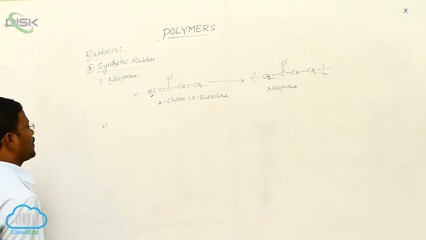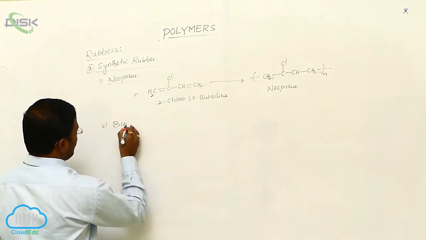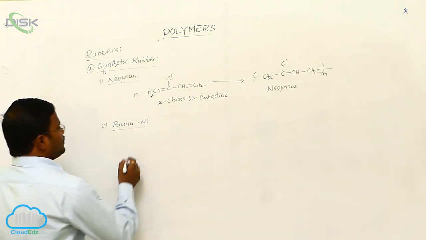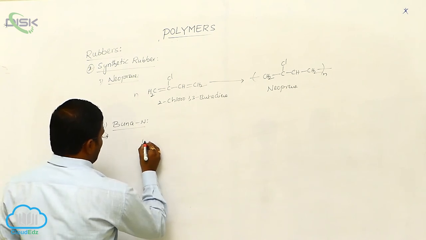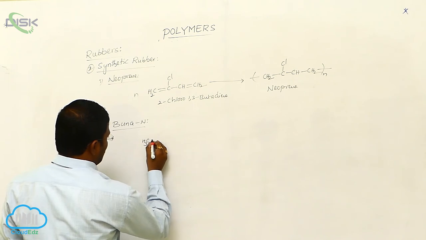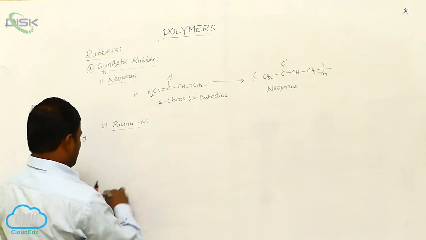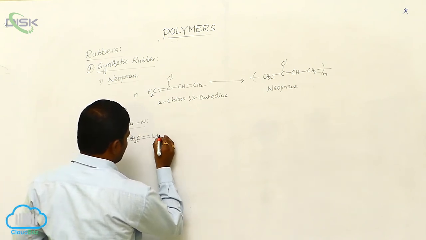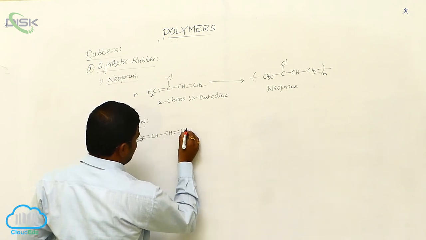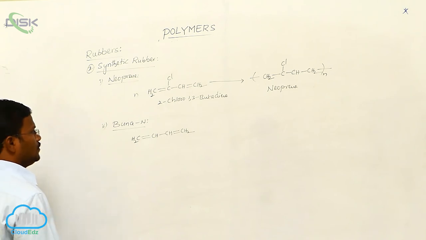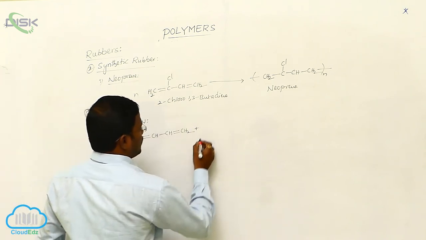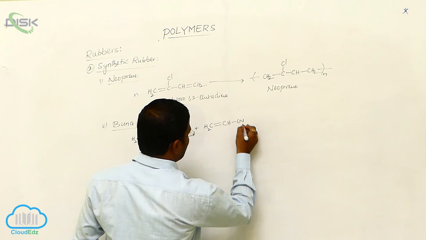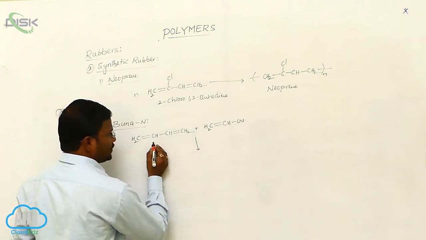for synthetic rubber is BunaN. So what is BunaN here? CH2 double bond CH, CH double bond CH2. When it reacts with acrylonitrile, CH2 double bond CHCN, the polymerization is expected between different monomers.